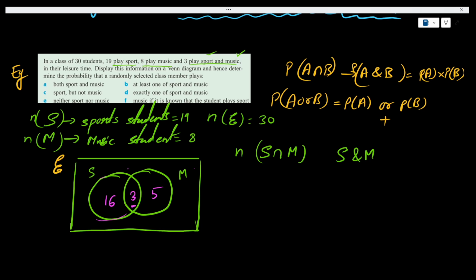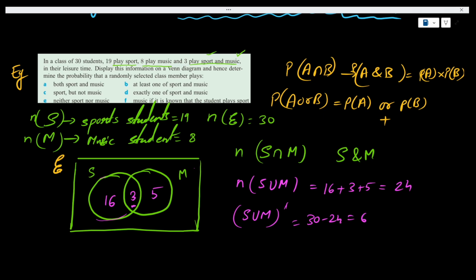Now you add here the number of S union M, the students who are part of either, which is 16 plus 3 plus 5, and 16 plus 8 is going to be 24. Now there were 30 students, so 24 are part of sports or music. The remaining are those not in S union M, which is 30 minus 24, which is 6, and you write that outside. Now you have marked all the values in your Venn diagram. Now let us see what is written here.